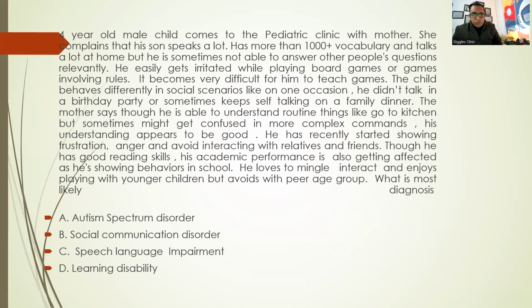The mother says he is able to understand routine things like go to the kitchen, but sometimes might get confused with more complex commands. His understanding appears to be good. He has recently started showing frustration, anger, and avoids interacting with relatives and friends. Though he has good reading skills, his academic performance is also getting affected as he is showing behaviors in school. He loves to mingle, interact, and enjoys playing with younger children but avoids the peer group. What is the most likely diagnosis for this child? Autism spectrum disorder, social communication disorder, speech language impairment, or learning disability?